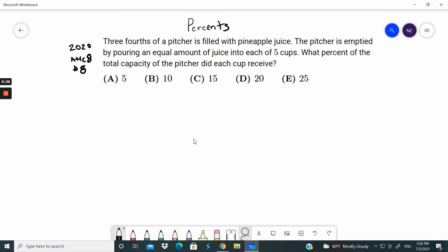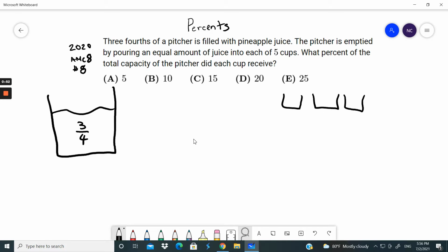Alright, let's begin to solve the problem now. So we're starting off with a pitcher filled 3/4 of the way up with pineapple juice. And we want to know how much juice would be in 5 cups if we spread it out equally. And we don't really want to know how much juice is in the cups, we want to know what percent of the total capacity of this original pitcher is in the cups.